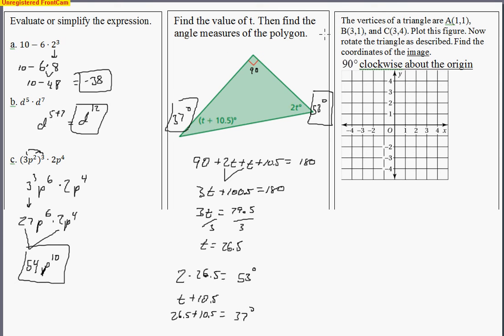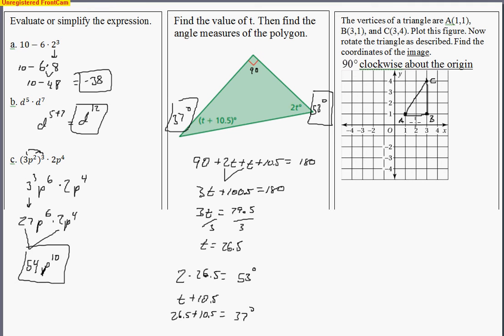So on the next one, we're supposed to take these vertices and plot them. So plot the figure. So 1, 1 is A. And then we have B is 3, 1, and C is 3, 4. So I'll draw the figure here. And then it says, now rotate the triangle as described, 90 degrees clockwise about the origin.